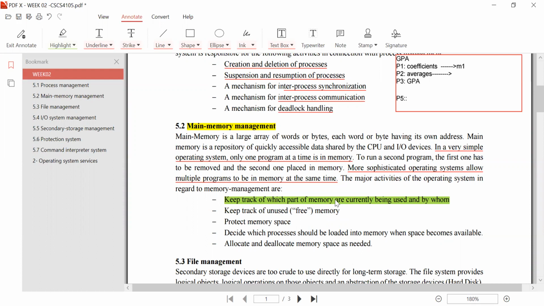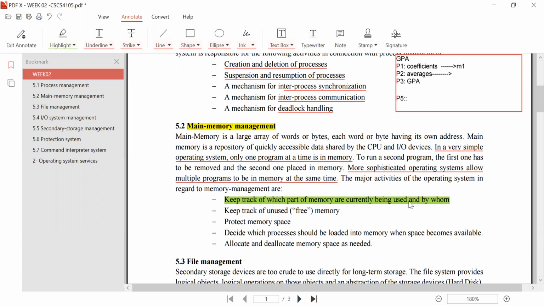Okay, if the operating system was not there to control this, it means that you would just launch a program and it takes any space in the memory, and when you launch the second program, that program might just override the space that the other program was occupying.